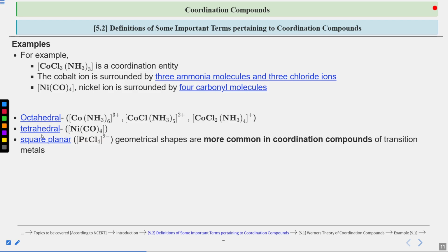So these octahedral, tetrahedral and square planar geometrical shapes are more common in coordination compounds. You see various coordination compounds are present in octahedral, tetrahedral or square planar geometry in the coordination compounds of transition metals.